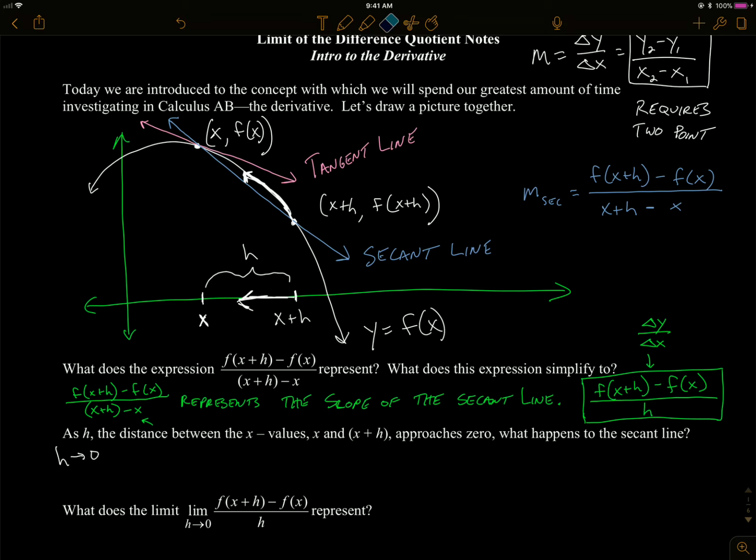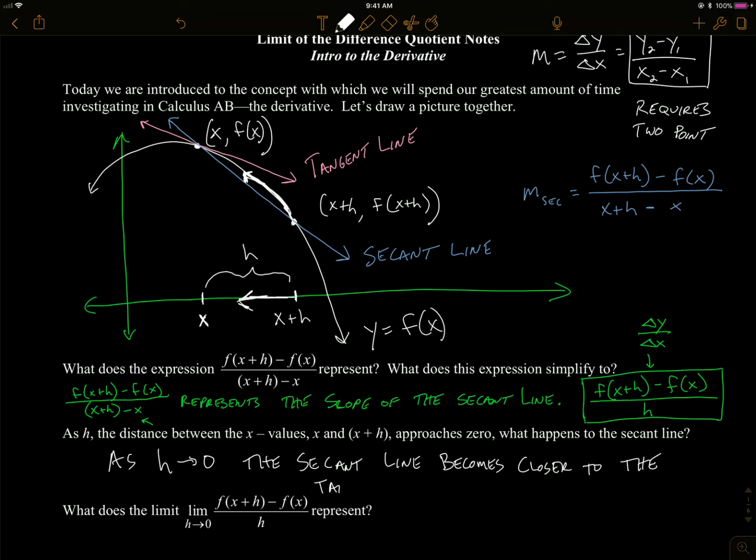So we'll say it this way. As h approaches 0, the secant line becomes closer to the tangent line, eventually becoming the tangent line.